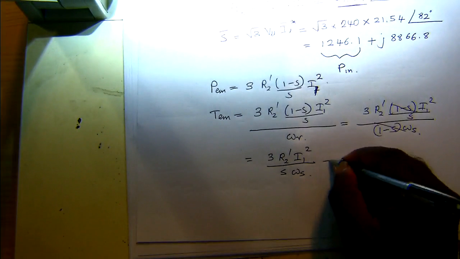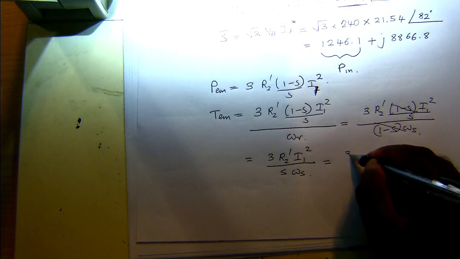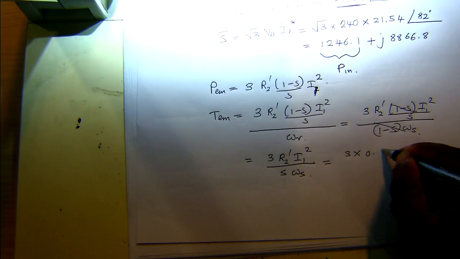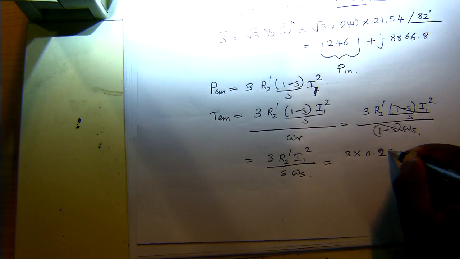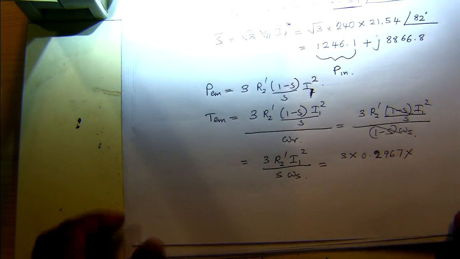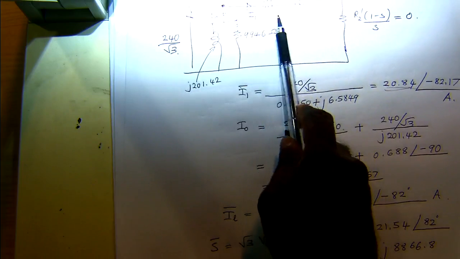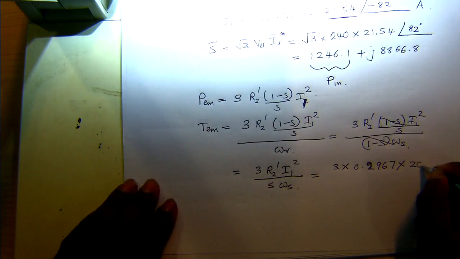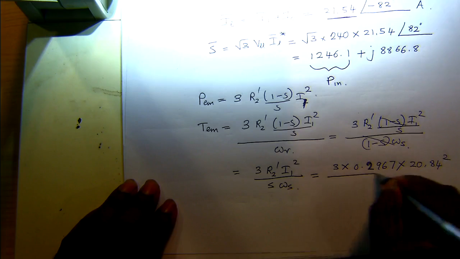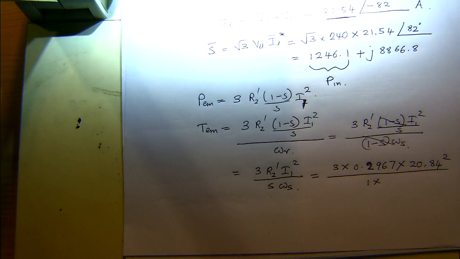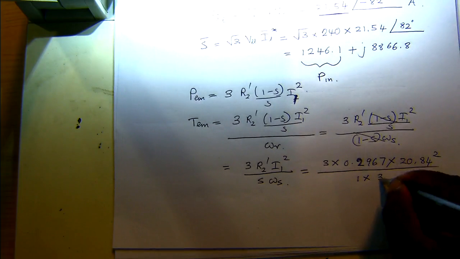So if we substitute the values, we'll have 3 times 2967 times I1. Now we are interested in the current in this branch, I1, the torque producing current. That's 20.84, divided by slip, which is 1 since it's locked rotor. So 1 times synchronous speed, which is 50 hertz, and synchronous speed is going to be 3000 RPM.